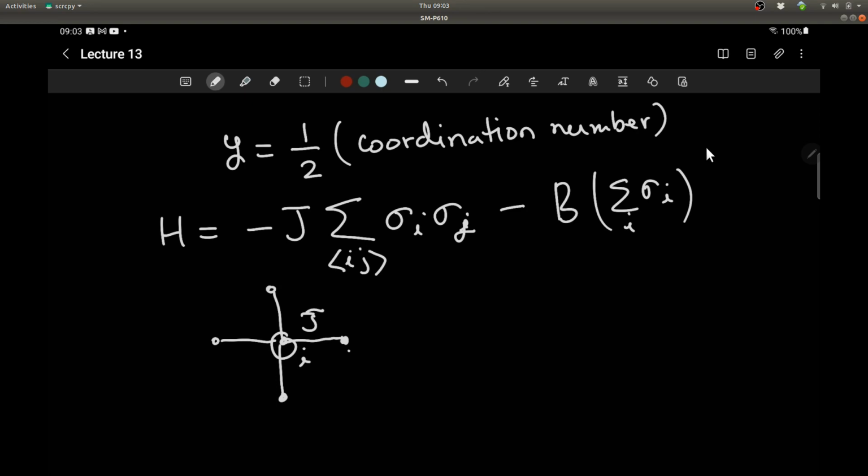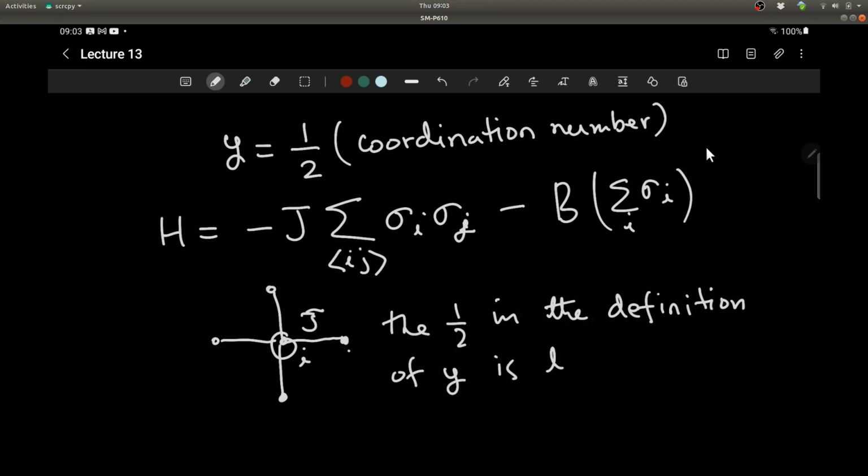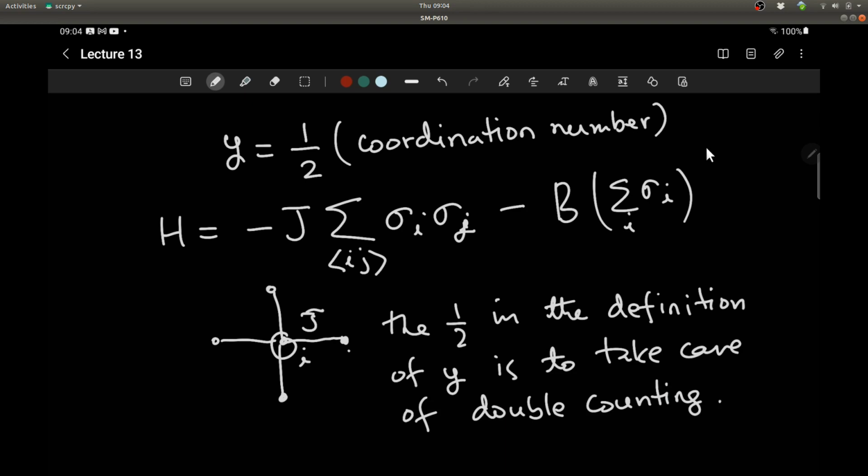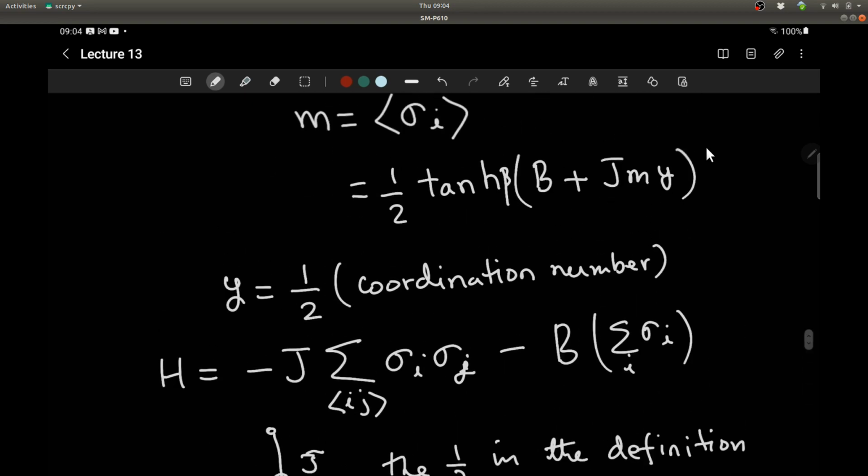So the half in the definition of y is just a correction. I mentioned it yesterday, but I wasn't thinking, only in words. The half in the definition of y is to take care of double counting. Okay, so I'll pause here and ask you for questions.